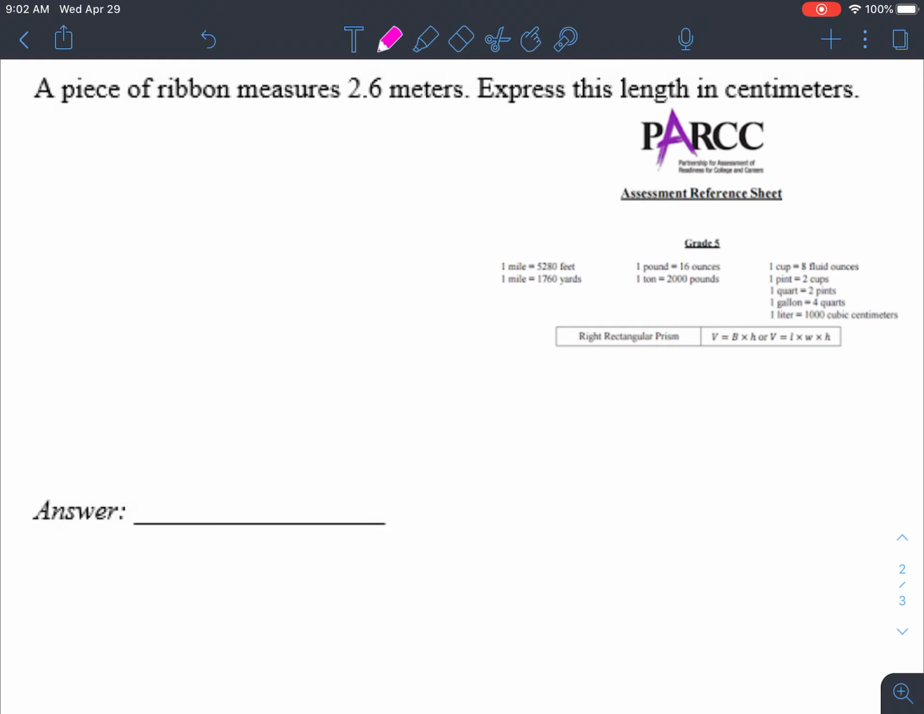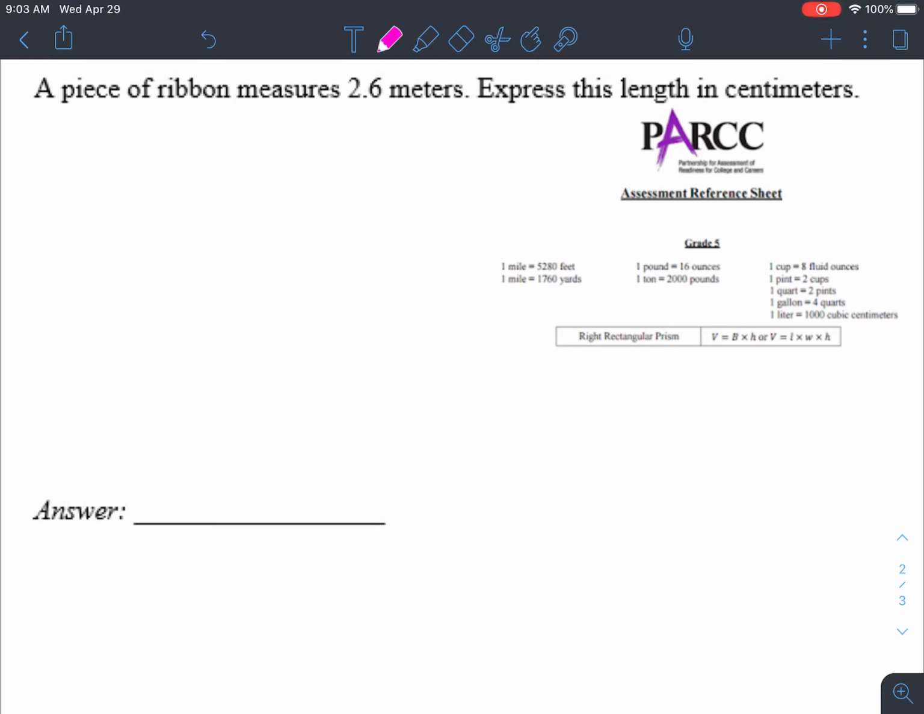They want us to express this length in centimeters. I'm just trying to get a picture in my head, and I know that centimeters are kind of tiny. They're like the width of your pinky. Centimeters are super small. So I know that meters are really big, centimeters are really small.